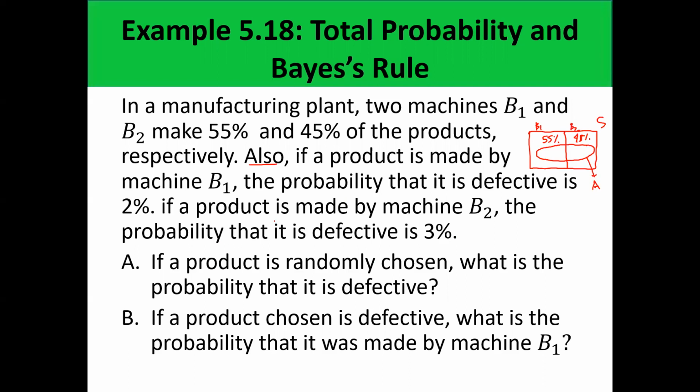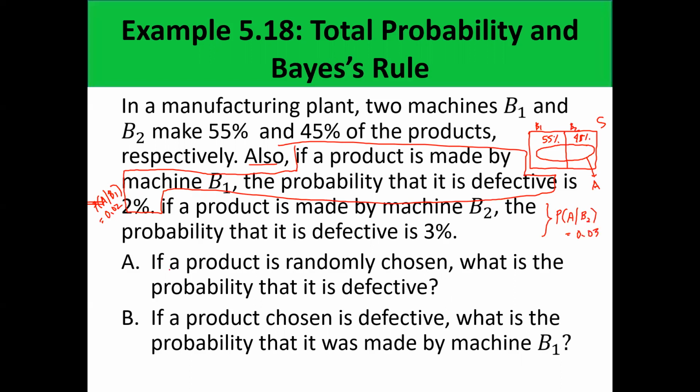Okay? So in here, the statement if a product is made by machine B1, the probability that it is defective is 2%. So this statement tells us that the probability that the product is defective given that it is made by machine B1 is 0.02, while the next statement represents the probability that the product is defective provided that it is made by machine B2 is 0.03.